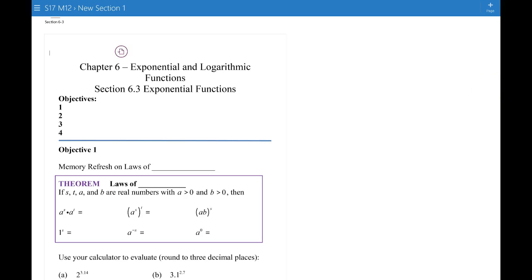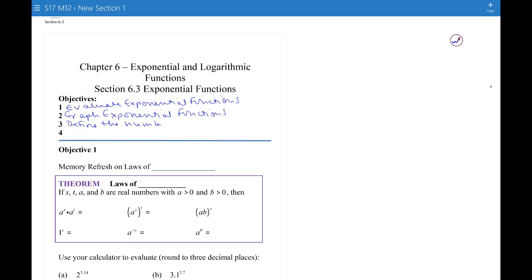So we're still in Chapter 6, Exponential and Logarithmic Functions, and Section 6.3 is all about exponential functions. So the first thing we're going to do is evaluate exponential functions. Then we're going to graph exponential functions. Then we're going to define the number e, if you haven't seen before where it comes from. And then we're going to solve some simple exponential equations.